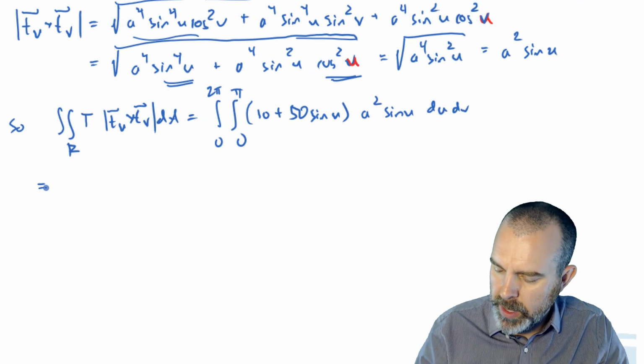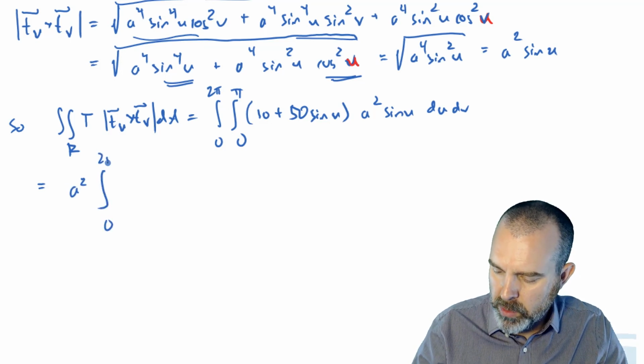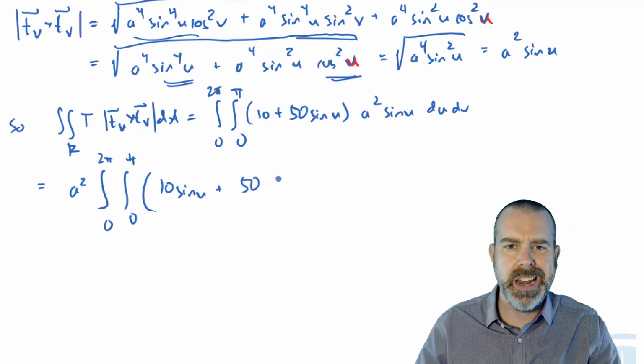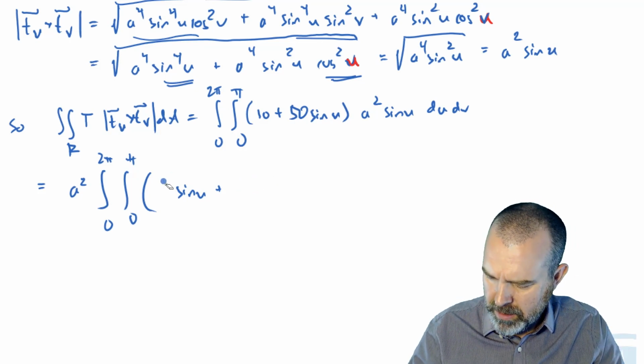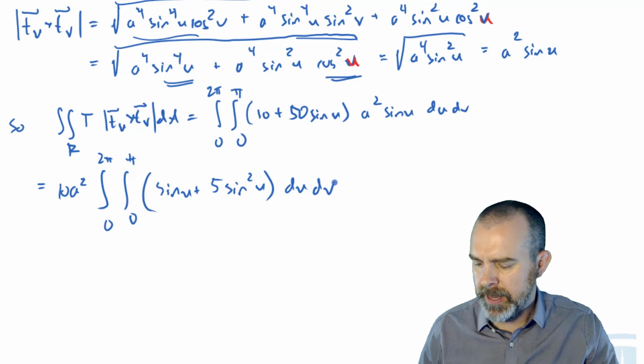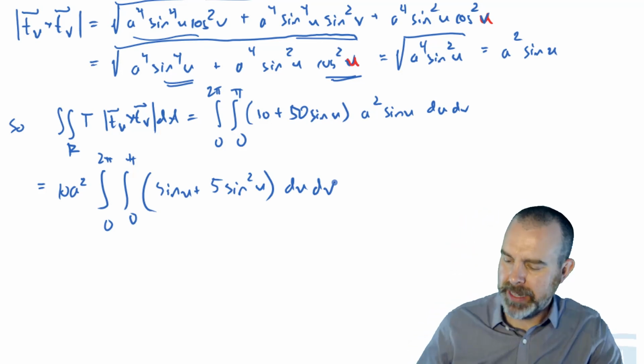I think what I will do is factor out the a squared and then distribute the sine. 10 sine u plus 50. I guess I could have factored a 10 out, couldn't I? Why don't we do that? 10. We just have sine u plus 5 sine squared u du dv. I think we're going to need a power reducing identity here.